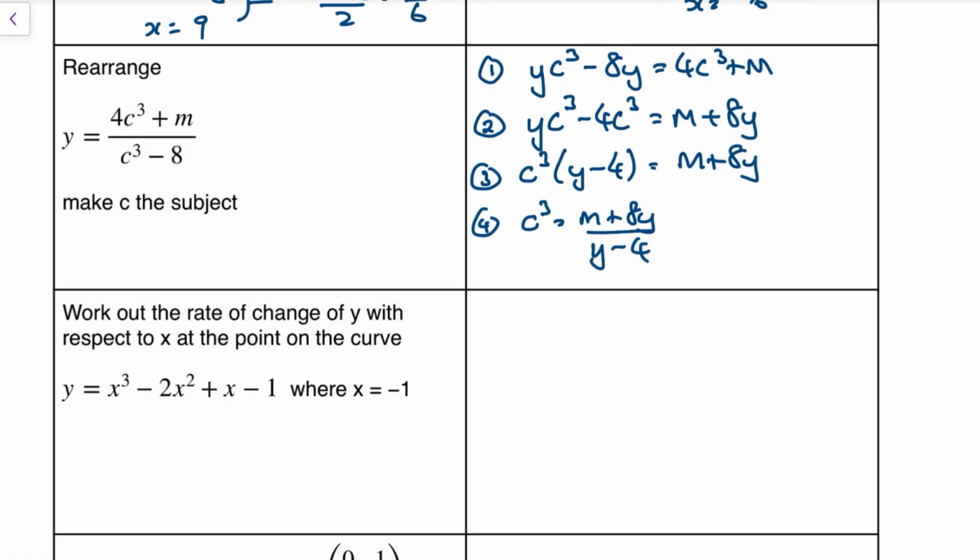But that's c cubed, and I want c, so therefore my final answer is going to be c is equal to the cube root of (m plus 8y) divided by (y minus 4). And that is question done. Next question.